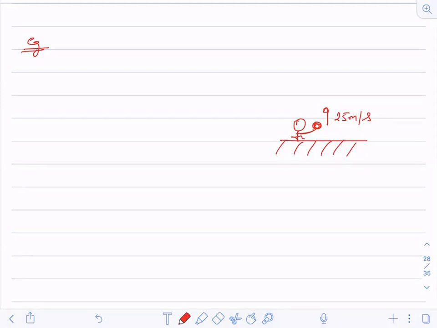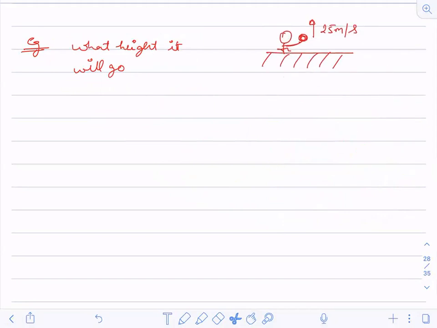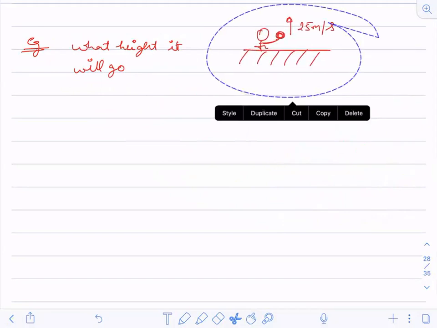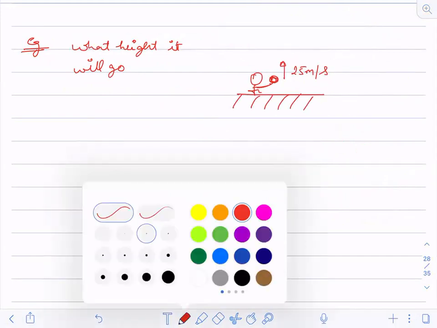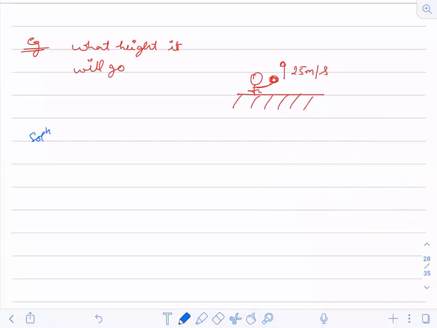What is the height it will travel? What height will it go? Understood the question? A boy is there who is throwing a ball with 25 meters per second velocity. What height does this ball go? So you just tell me, maximum height. So maximum height we are considering.